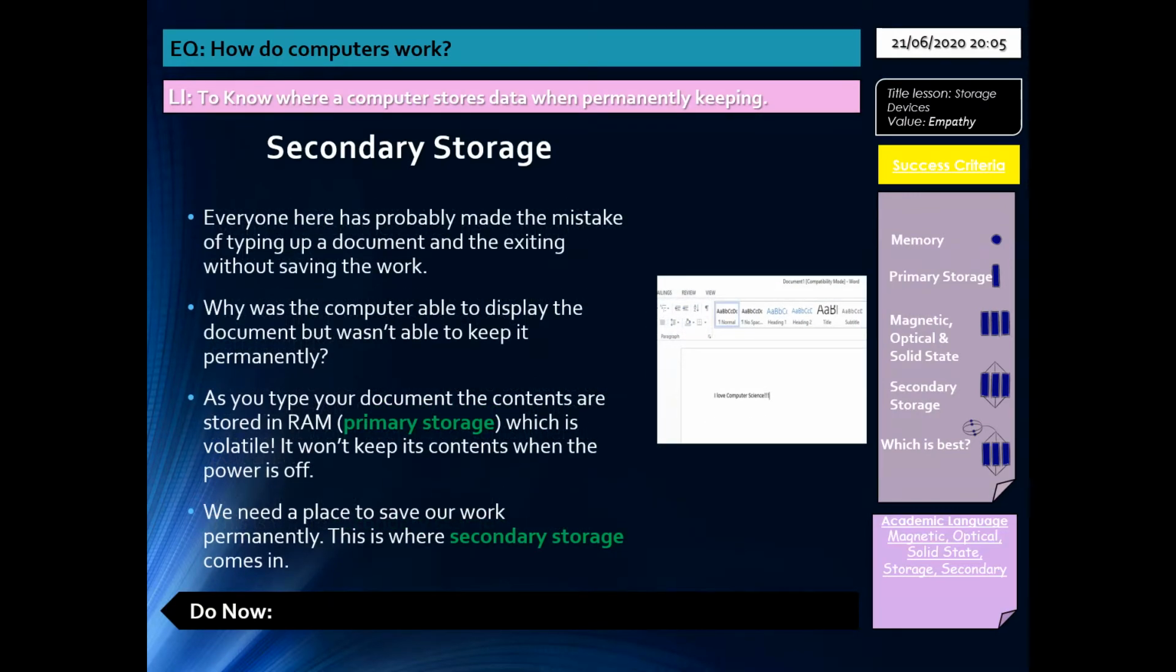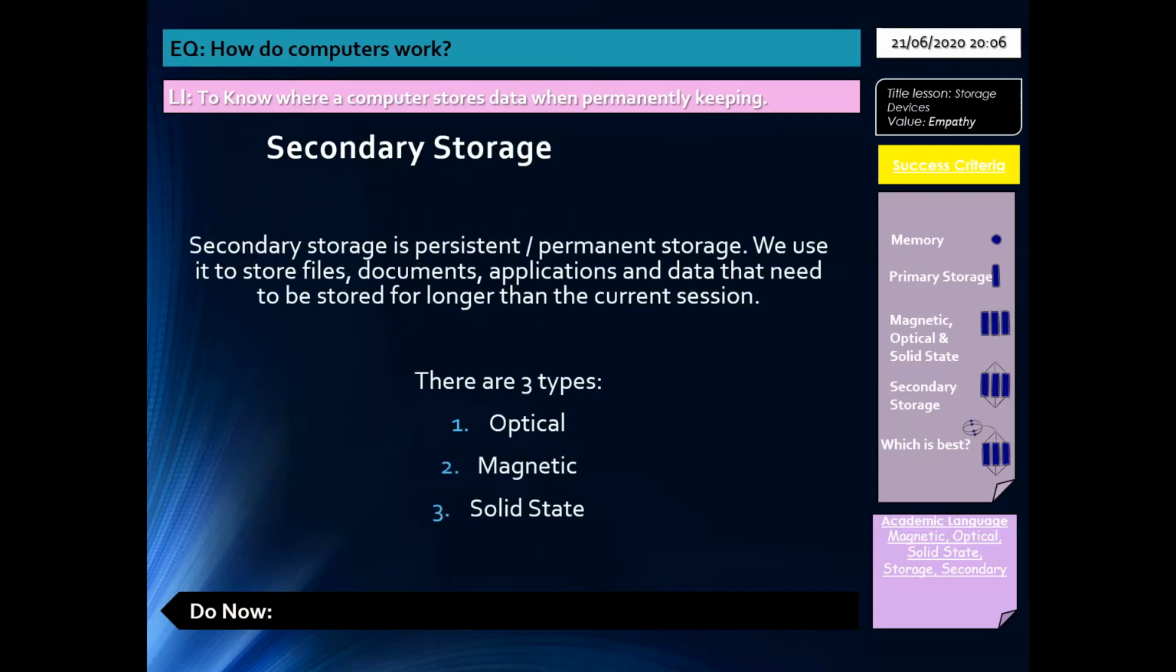As you type your document, the contents are stored in RAM, primary storage, which is volatile. Volatile meaning it can change quickly. It won't keep its contents when the power is off. We need a place to save our work permanently. This is where secondary storage comes in. Secondary storage is persistent or permanent storage. We use it to store files, documents, applications, and data that we need to be stored for longer than the current session.